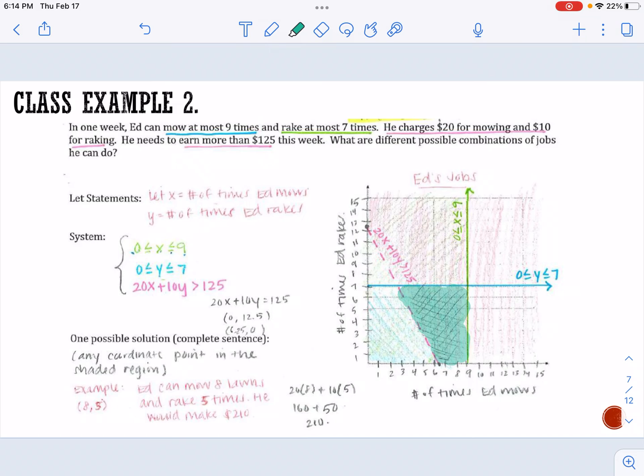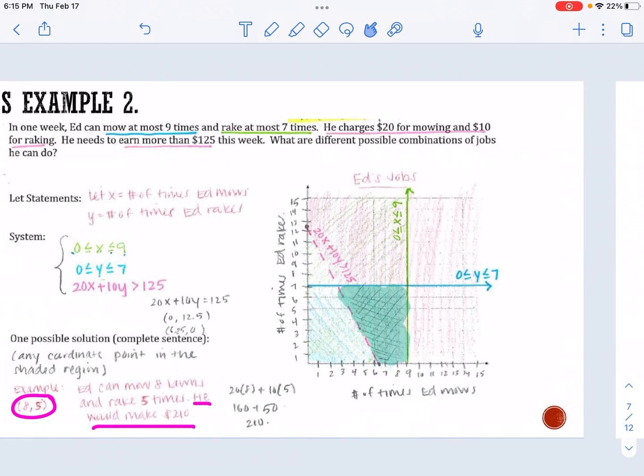Now your final answer will differ from mine, but I chose (8, 5). And I said, well, this one possible solution means that Ed can mow 8 lawns and rake 5 times. I also went ahead and calculated the total earnings. You didn't need to, but if we were to ask how much is he earning from that possible combination, in this case he would be earning $210. And we notice that every ordered pair that exists in this shaded region is a perfect combination that hits all of those constraints that he wants. So hopefully that made sense for class example number 2.